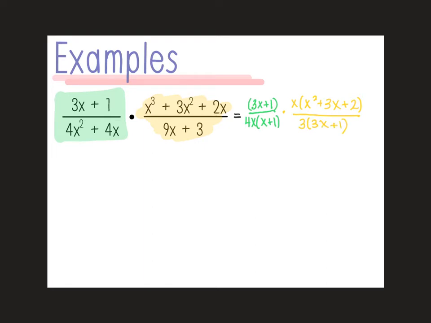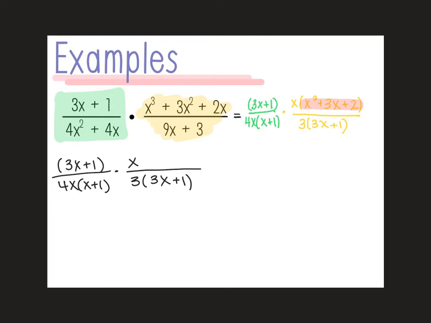Now, if I look at my numerator one more time, this can be factored a little further. So I'm going to do that next. I'm going to rewrite everything else. So I have 3x plus 1 over 4x times x plus 1 times that x out in front, and then 3 times 3x plus 1 on the bottom.